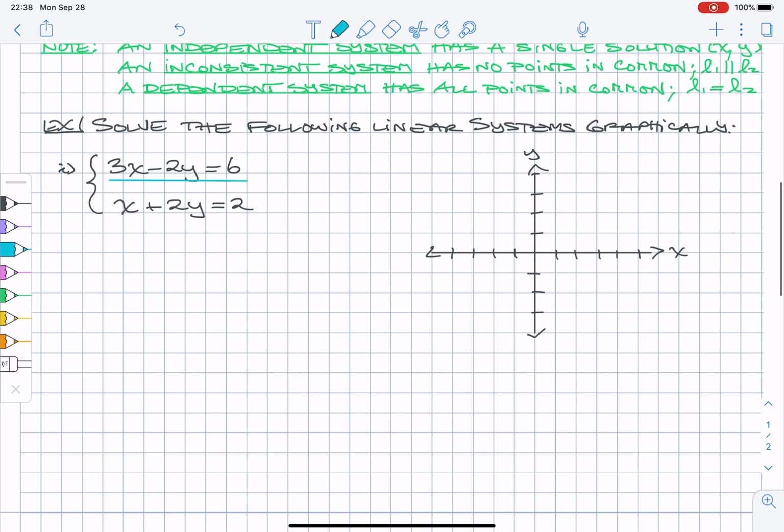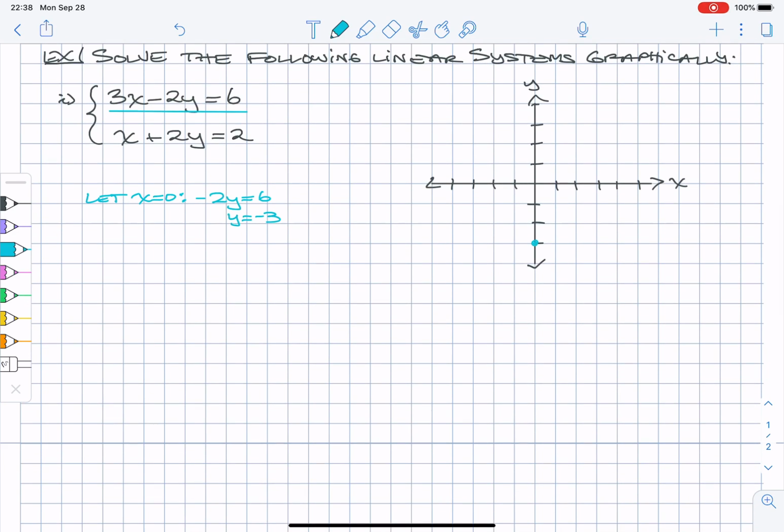The easiest way to do it is let x equal 0. When we do that, we get negative 2y equals 6, or y is negative 3. So y is negative 3 is 1 point. Then we let y equal 0. That means that 3x is equal to 6, or x is equal to 2. So now I have 2 points on the line. 2 points determine a line, so I can just go ahead and draw these.